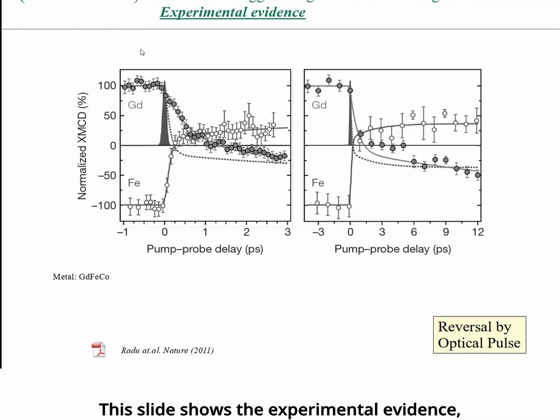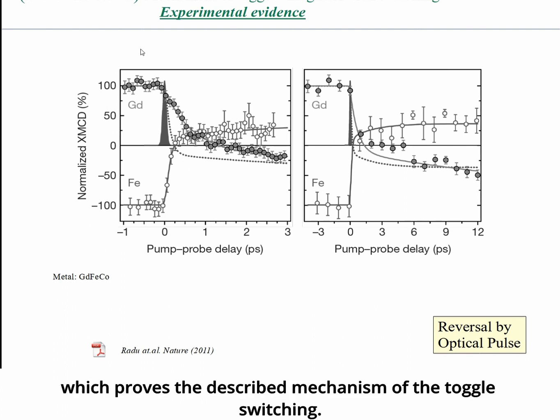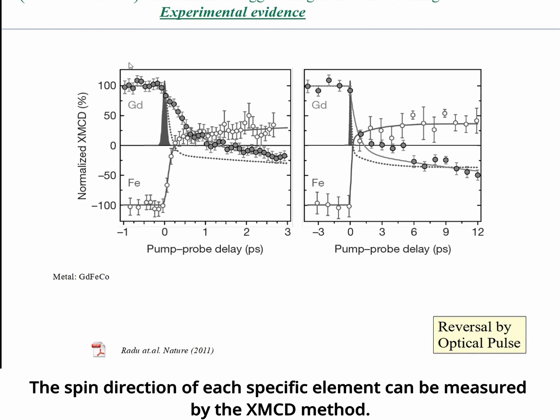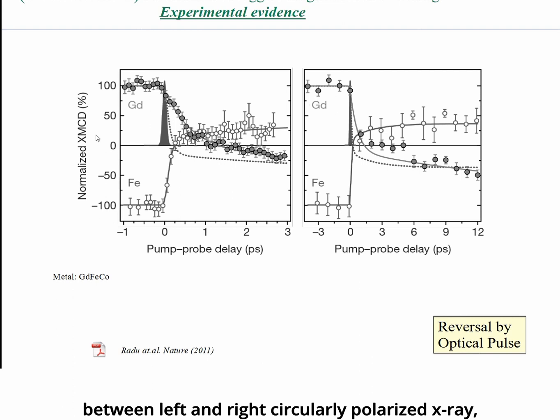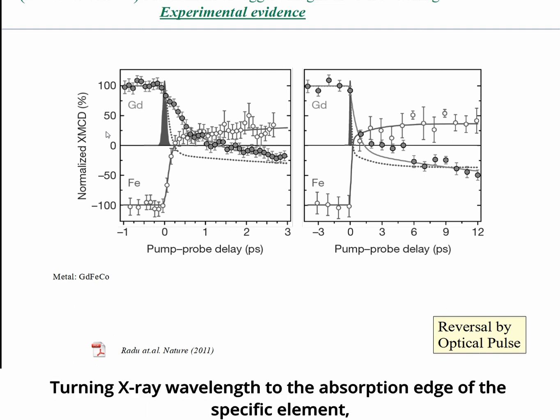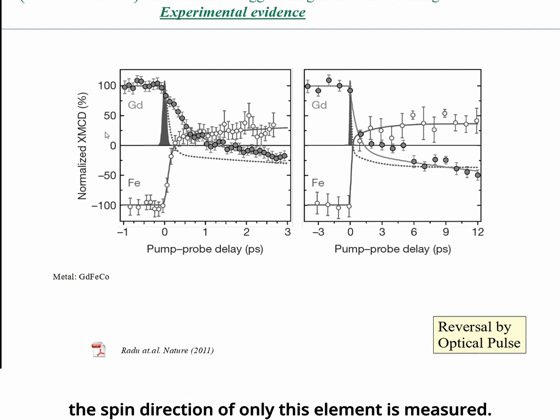This slide shows experimental evidence which proves the described mechanism of the toggle switching. The spin direction of each specific element can be measured by the XMCD method. The XMCD measures the difference in the X-ray absorption between the left and right circularly polarized X-ray, which is proportional to the spin. Tuning X-ray wavelengths to the absorption edge of the specific element, the spin direction of only this element is measured.